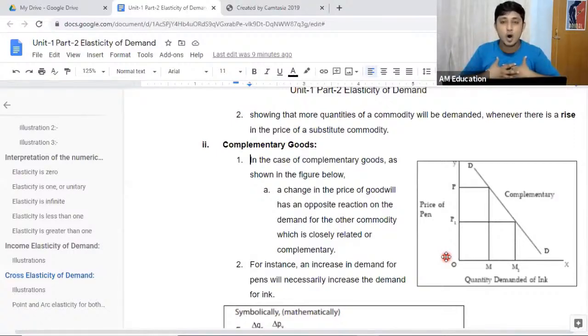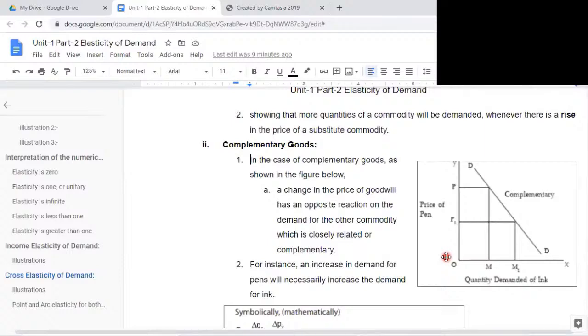How will the quantity demanded of my product be affected with a change in the price of a substitute or complementary? And what happens with the change in the substitute? How is the demand of my product related with the substitute product? Positively related. Yes or no? So price of substitute and demand for my product, right?